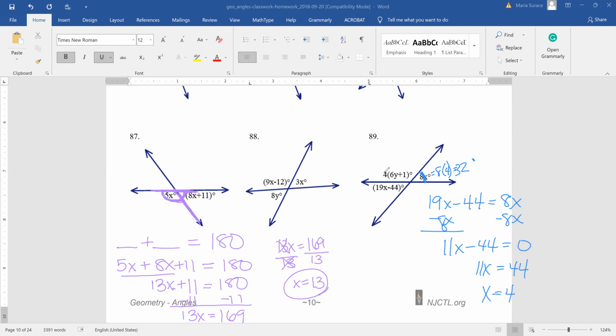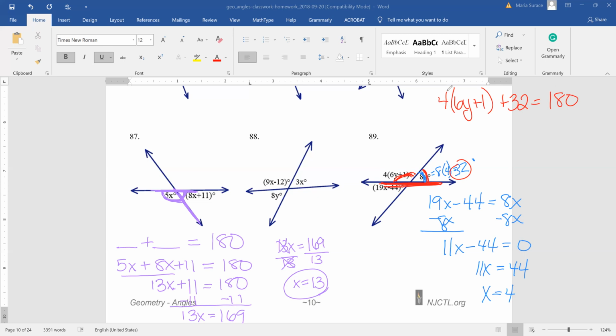Now, I can find out what y is equal to because I know that this angle, 4 times 6y plus 1, if I take that angle and I add it to this angle, which is 32, the two of them together make a straight line, which means they're a straight angle and they add up to be 180 degrees. So now I can go ahead and begin solving this one.